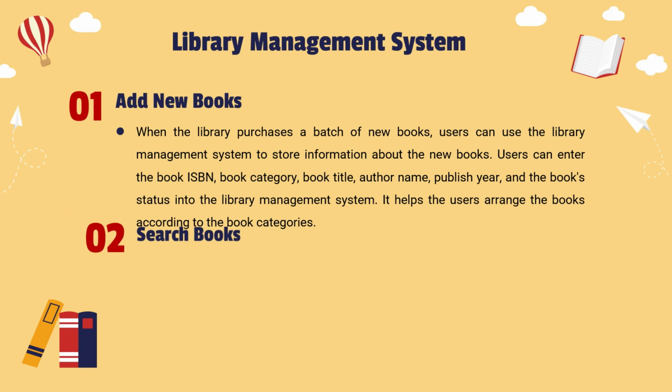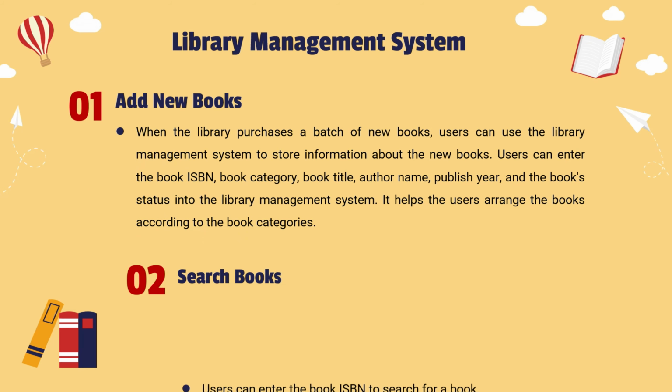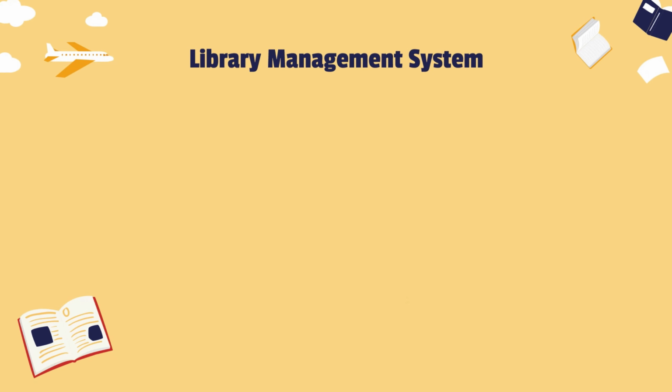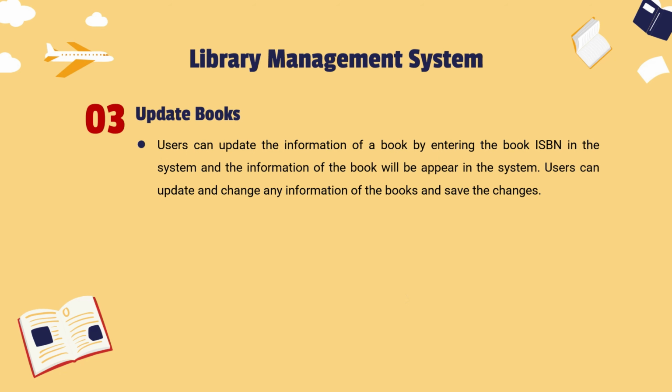Besides that, library management system can search books. Users can enter the book ISBN to search for a book. Library management system can also be used to update books. Users can update the information of a book by entering the book ISBN in the system, and the information of the book will appear in the system. Users can update and change any information of the books and save the changes.